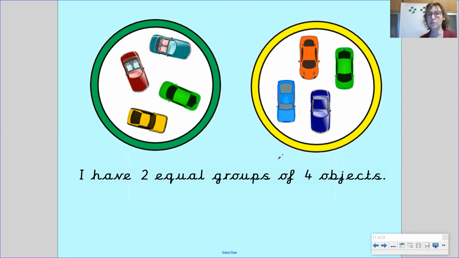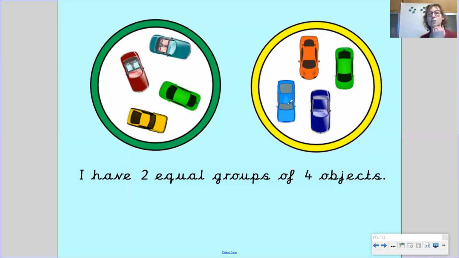Now, I've still got 2 equal groups. I've got my green group and my yellow group. But now I've got 4 objects in each. 1, 2, 3, 4 in there, and 1, 2, 3, 4 in there. So I have 2 equal groups of 4 objects.